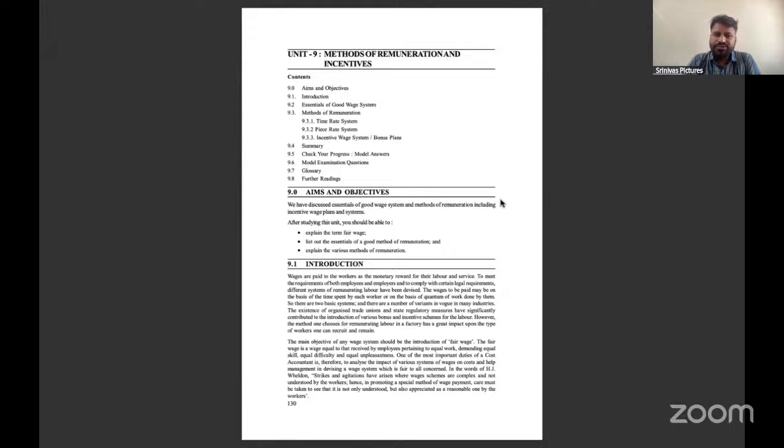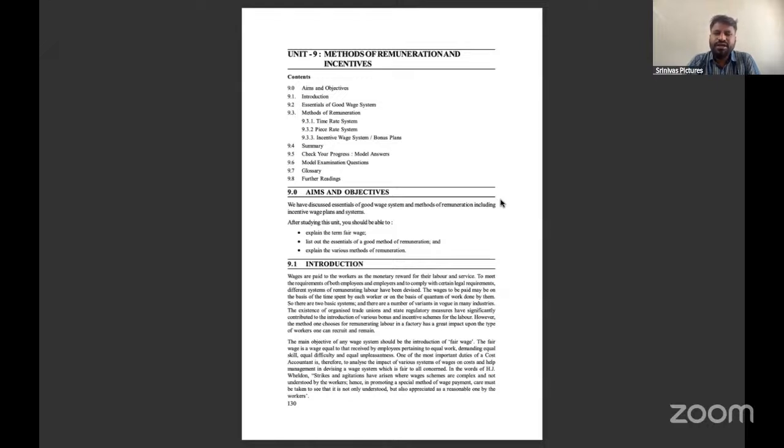Actually, in the first unit, in the first block, we already discussed the elements of cost also. Elements of cost we classified into three categories: material, labor, and other expenses. Again, material we classified into two categories, direct materials and indirect materials. Labor is also the second element of cost, and labor we classified into two categories, direct labor and indirect labor.